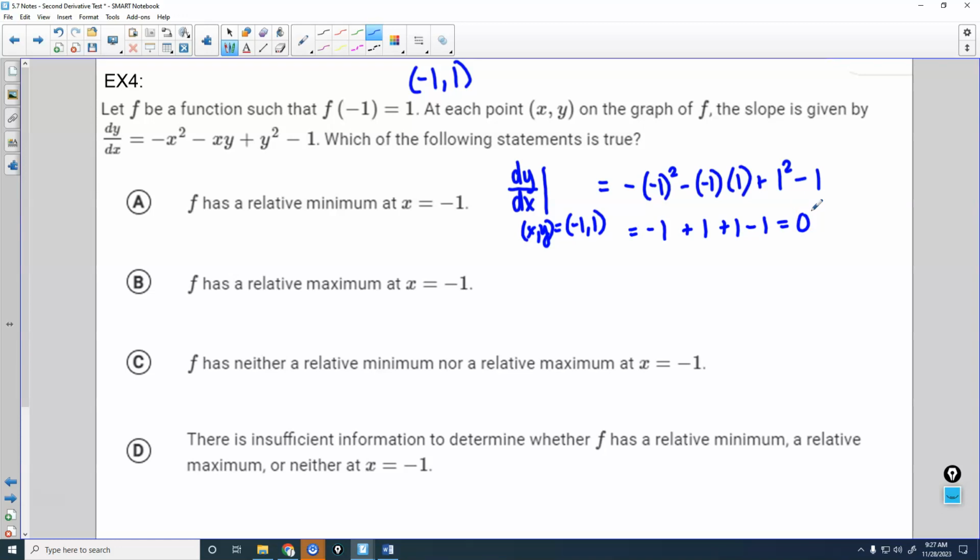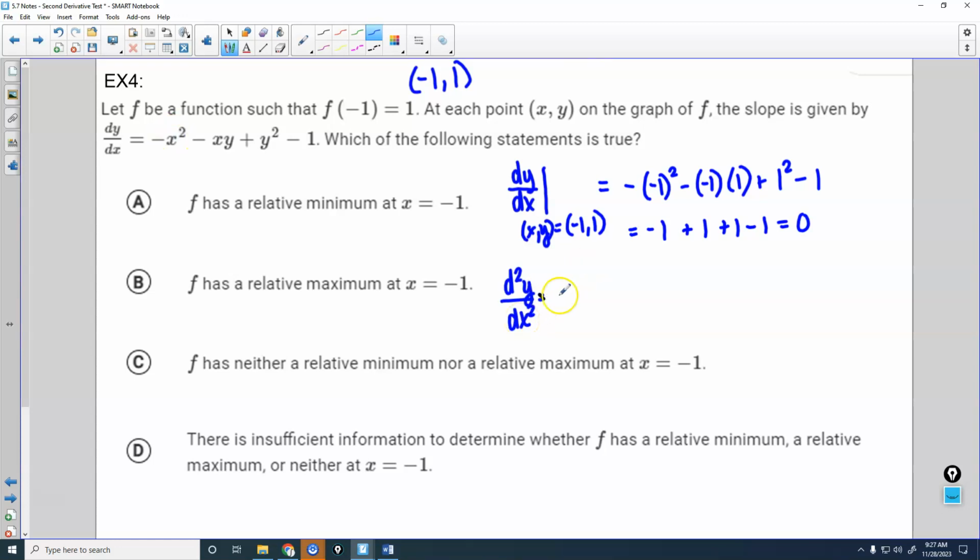Okay, so first derivative equals 0. That's the first step in the second derivative test. Now we need to look at the sign of the second derivative at that point. So we're going to have to take the second derivative. So we will have d squared y over dx squared.